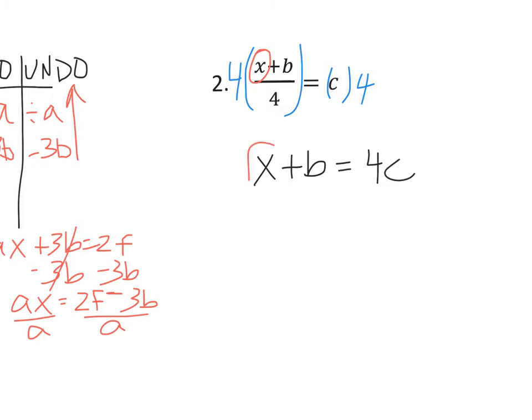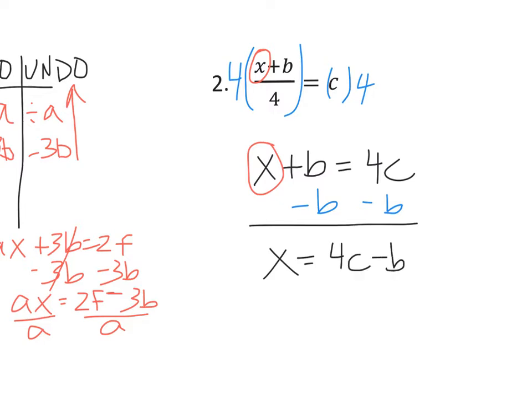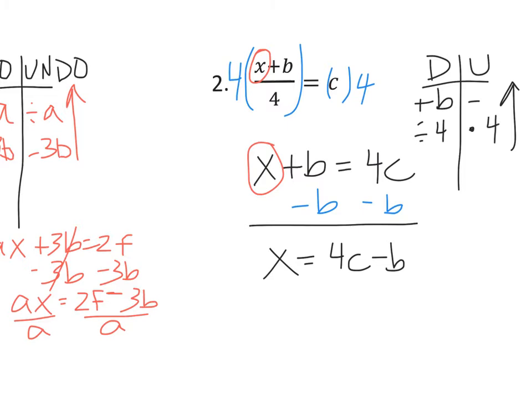Circle what you're solving for again. What am I doing to x? I'm adding b. So to undo it, I'm going to minus b, which gives me x equals 4c minus b. If I had done my do, I'm just going to abbreviate, and then undo chart, the first thing I'm doing to x is adding b, then I'm dividing by 4. So when I go backwards, I'm going to multiply by 4 and subtract b. So if you like to do the chart or do a combination, then that's obviously fine.